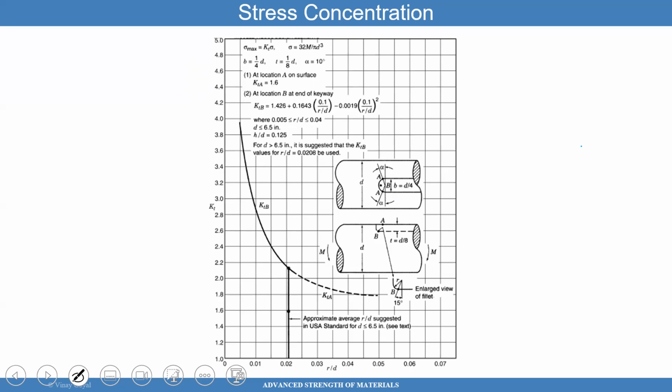For example, here it tells you KTA. Well, what does KTA mean? It tells you that at location A, that's what the stress concentration is. At location B, at the end of the keyway, that's what the stress concentration is. And it tells you exactly where point A and point B are in each of these diagrams.